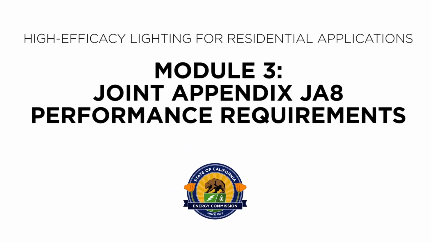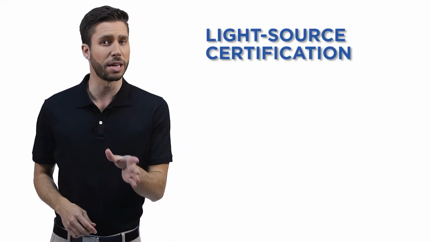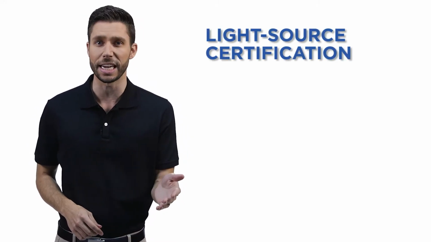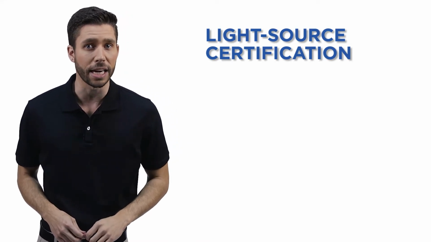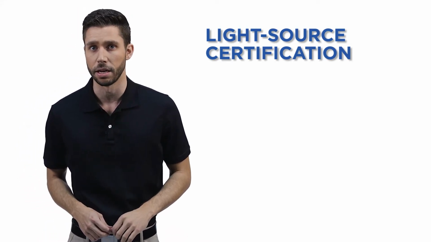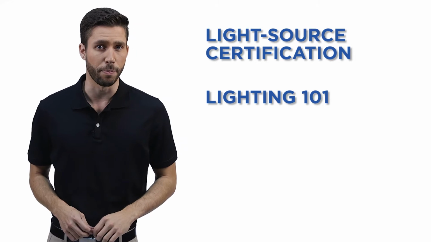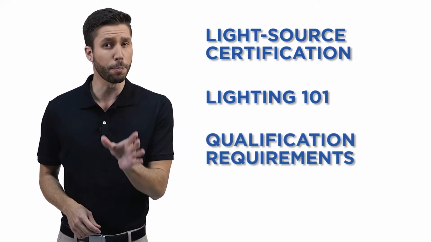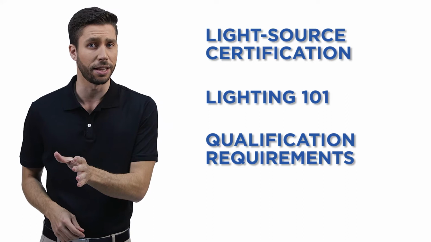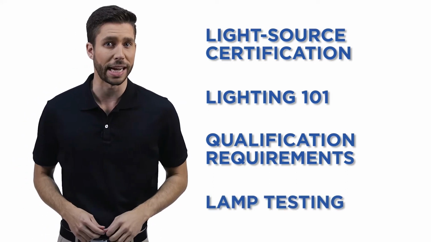Welcome to Module 3 of the High Efficacy Lighting for Residential Applications video series. In this module, we'll take a more in-depth look at the Joint Appendix JA8 performance requirements contained in the 2016 Reference Appendices. In this module, we'll discuss light sources that must be certified to the CEC as compliant with JA8 to be classified as high efficacy, relevant lighting terms you should be familiar with, the specific performance requirements for high-efficacy light sources, and light source testing.